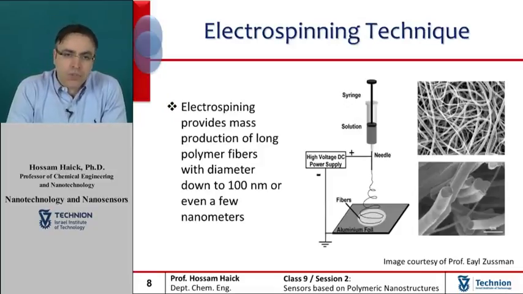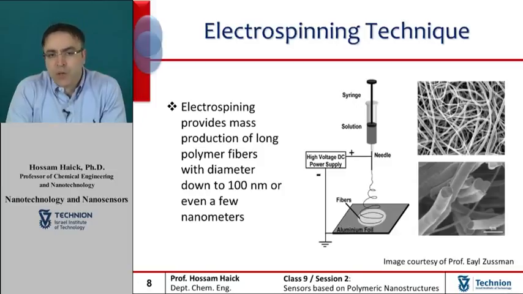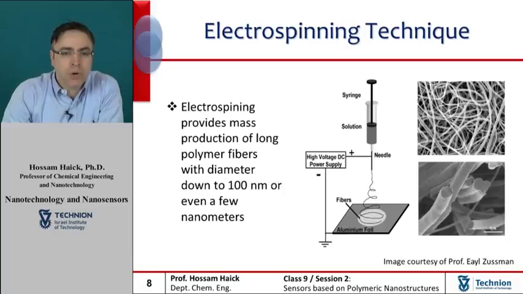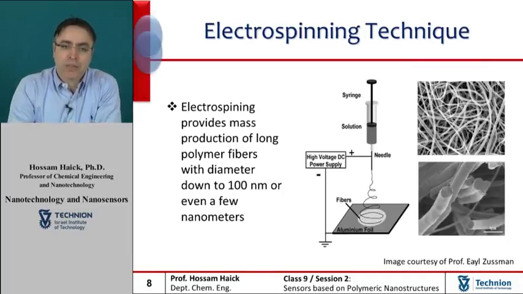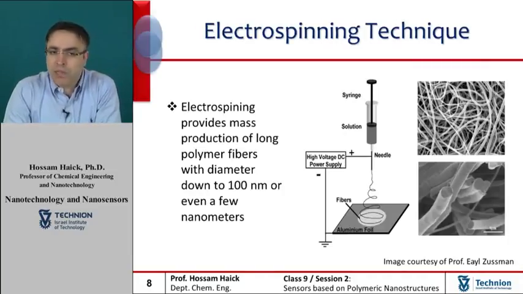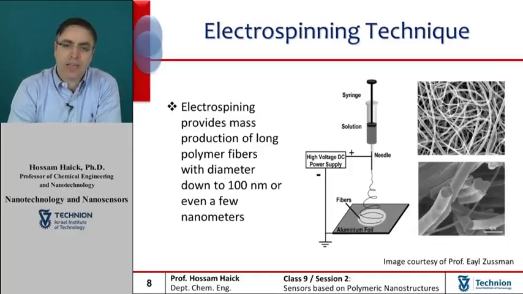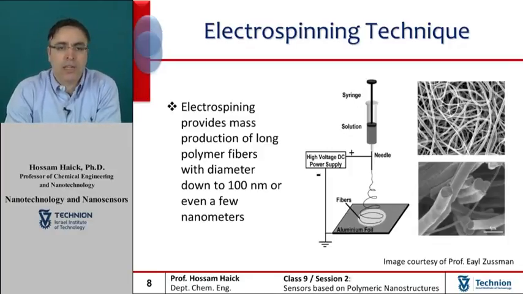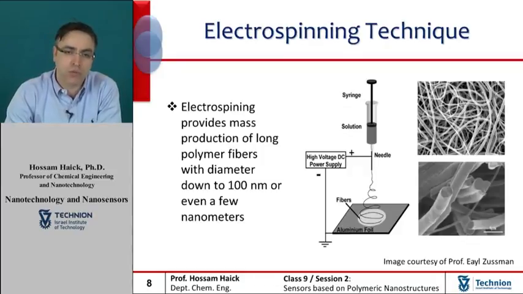A promising approach for the production of nanostructured polymeric materials relies on electrospinning. We have explained the operation mode of this approach in class number 8. Nevertheless, I will repeat quite briefly and explain that electrospinning is an effective approach to fabricate long polymer fibers with diameter from micrometers down to hundreds of nanometers or even a few nanometers by using strong electrostatic forces.